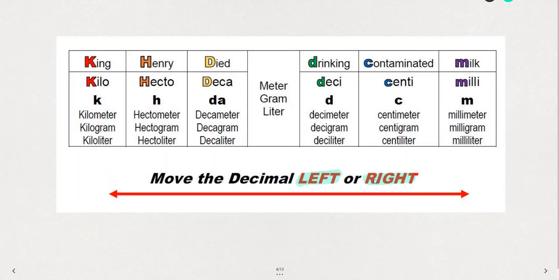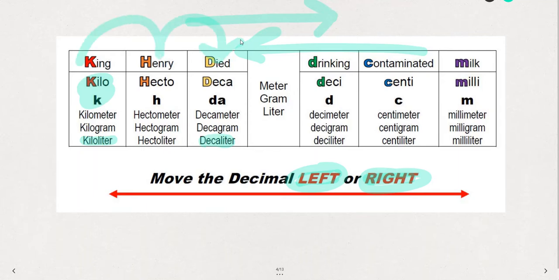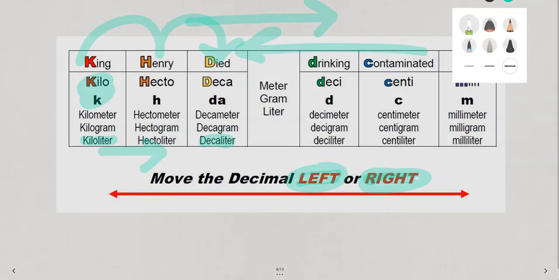Well, it's really easy when we use the chart, because if you go to the right in the chart, then you move the decimal to the right. If you go left in the chart, then you move the decimal to the left. For example, if you want to go from a kiloliter to a decaliter, we're going to move the decimal 2 places to the right. Let me show you what that would look like.